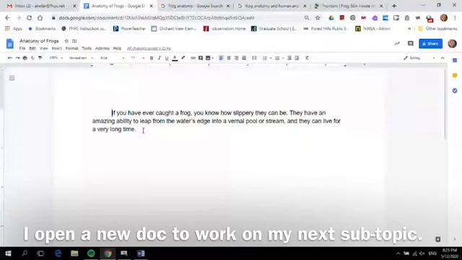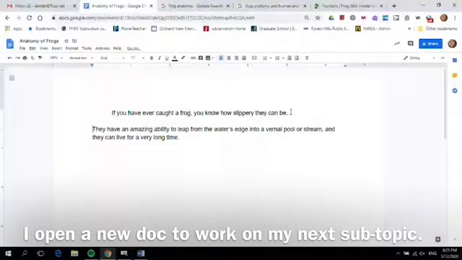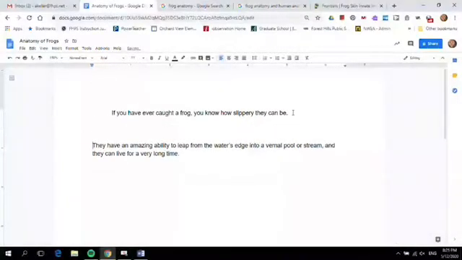So if you have ever caught a frog, you know how slippery they can be. They have an amazing ability to leap from the water's edge into a vernal pool or stream, and they can live for a very long time. Now I'm kind of jumping from slippery to their ability to jump. So I feel like something else could go in there. But I'm wondering what would really help me.